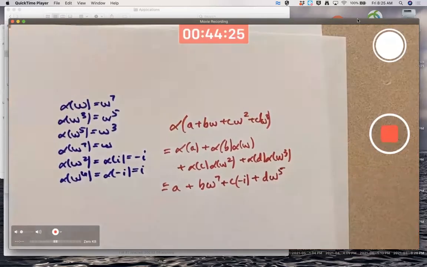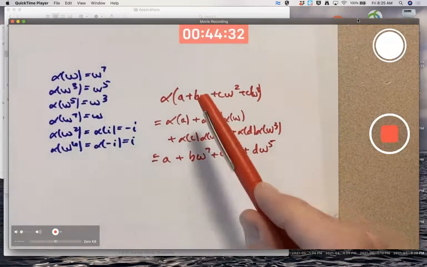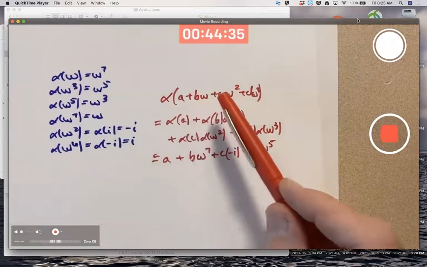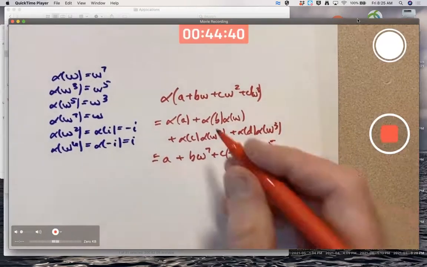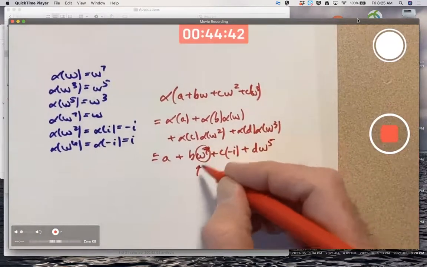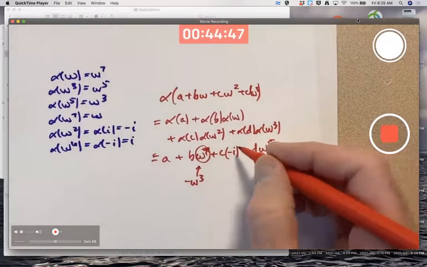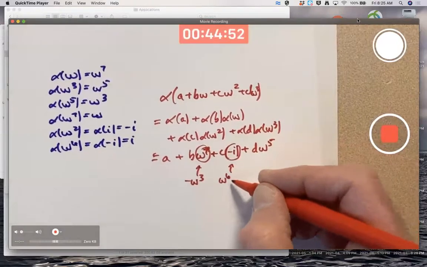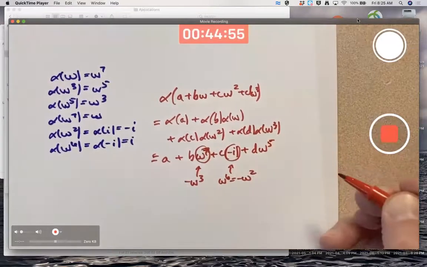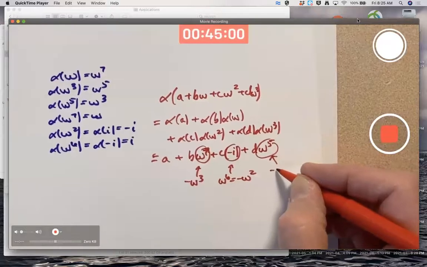I could write this, but what would be most ideal is to write all these things in terms of the basis, 1, omega, omega squared, and omega cubed. Omega to the seventh is the opposite of omega cubed. Negative i is the same as omega to the sixth, which is the opposite of omega squared. And omega to the fifth is the opposite of omega itself.